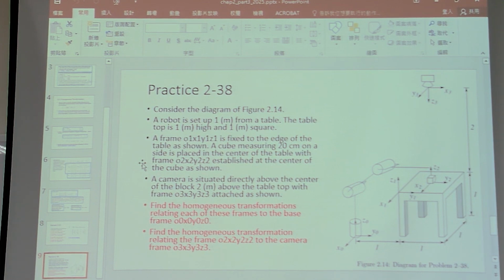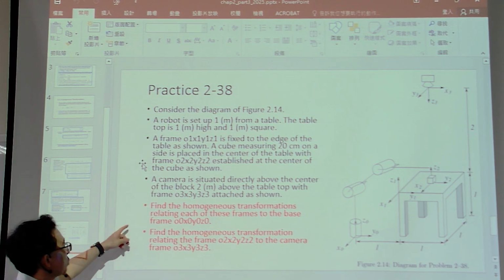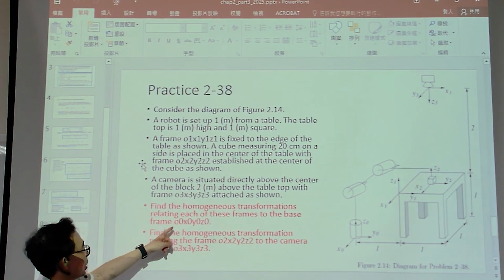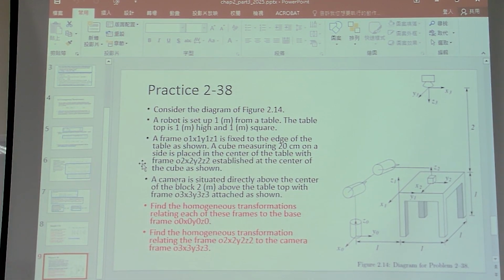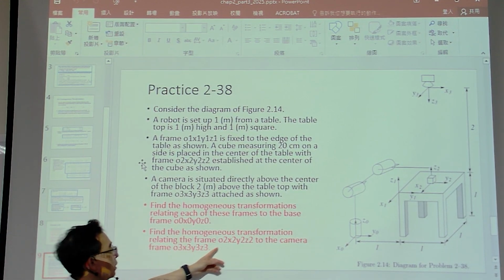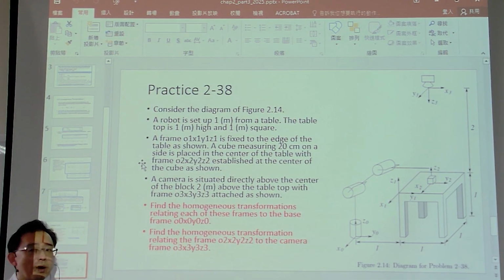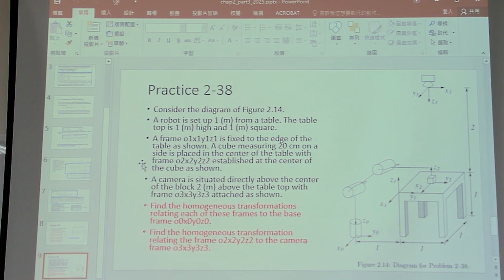So I would suggest, I don't want to do the homework for you, but you should practice. Exactly this exam question will show up in the midterm. How can you solve it? Find the homogeneous transformation related to each of the frames to the base x0, y0, z0. Find the homogeneous transformation for O1, O2 to the camera frame. And exactly we use the same skill and technique we introduced in chapter 2.